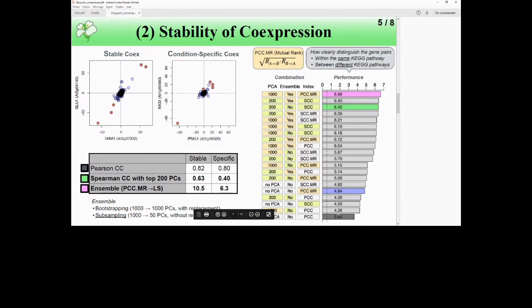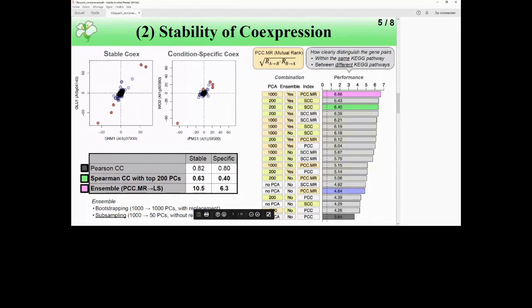But when we add some tricks, for example PCC MR, which is mutual rank conversion of the PCC value, and mutual rank is actually the geometric mean of bidirectional ranks. More than 10 years ago, we proposed this method, and we used this methodology in our databases until recently. And this methodology is better than the original Pearson correlation coefficient.